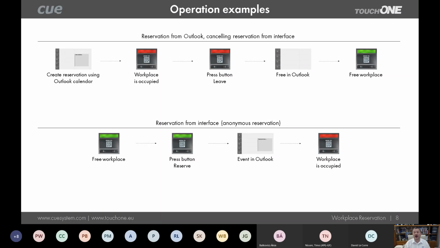You can also do ad hoc anonymous reservation from the workplace interface directly. So if it is free, the green LED is showing you it's available. You can press the button for reserve, and it will create an event in Outlook for your reservation. Then your workplace is occupied. You can also do this reservation via mobile app. I will be showing you later.